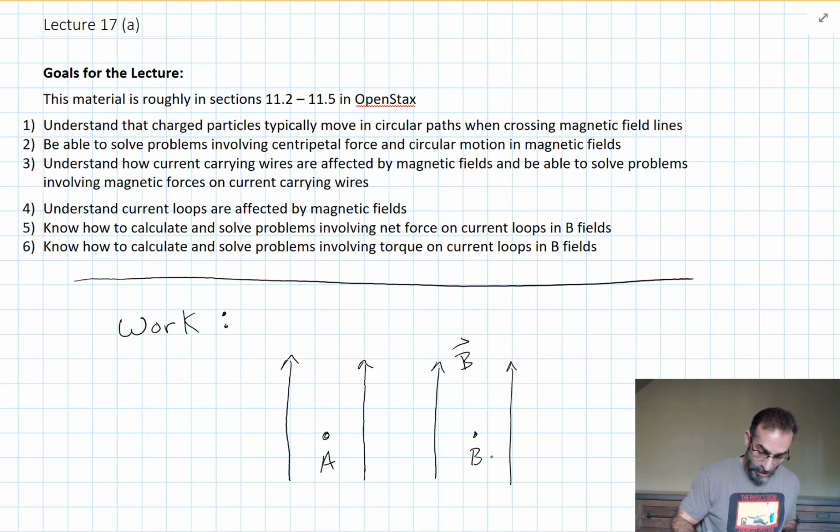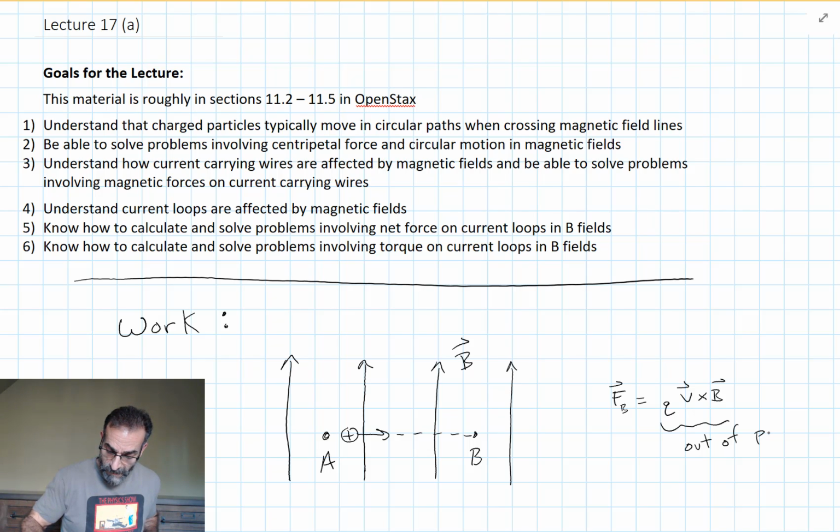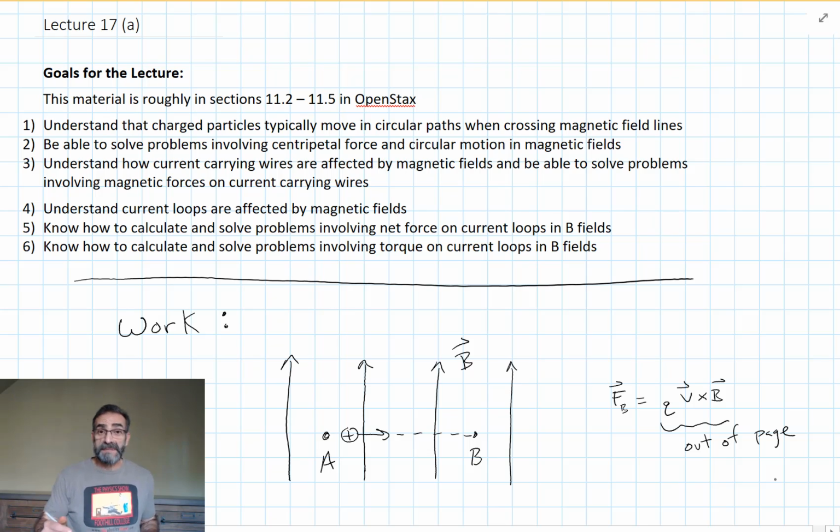If we're moving a positive charge from A to B, how much work does the magnetic field do in moving that charge from A to B? Well, let's think about the force. In this case, the particle is moving from A to B. V cross B is out of the page. It's a positive charge, so the force is out of the page. But that's perpendicular to the direction the particle is moving.